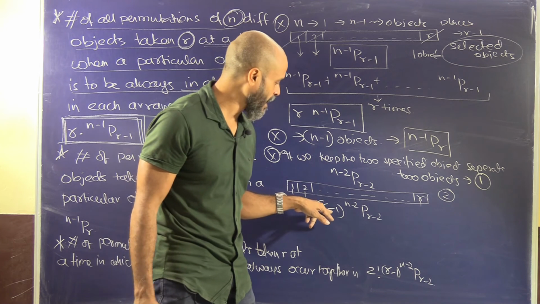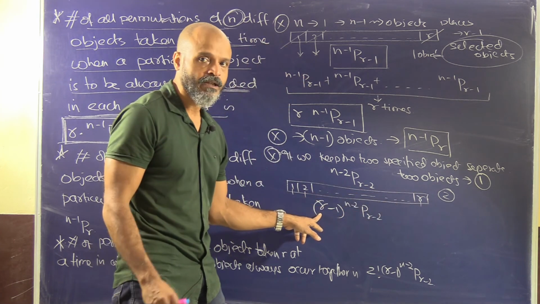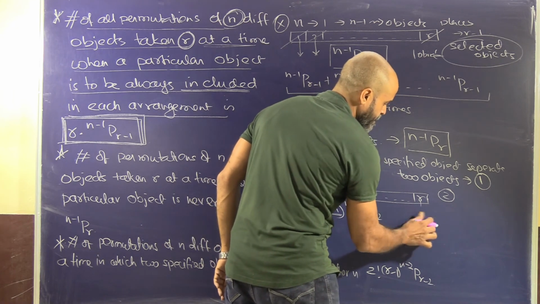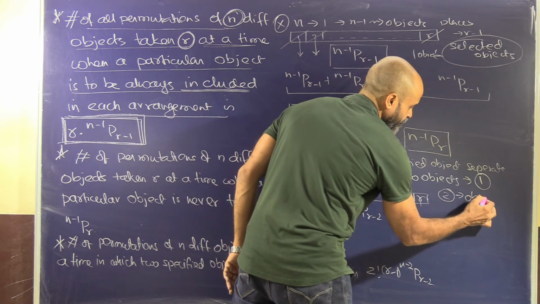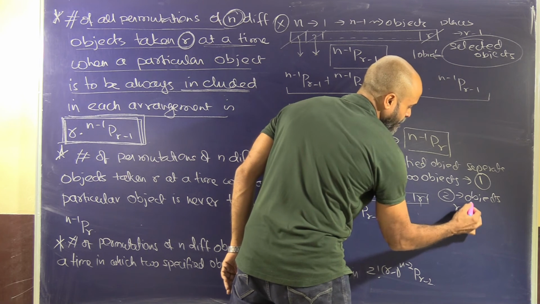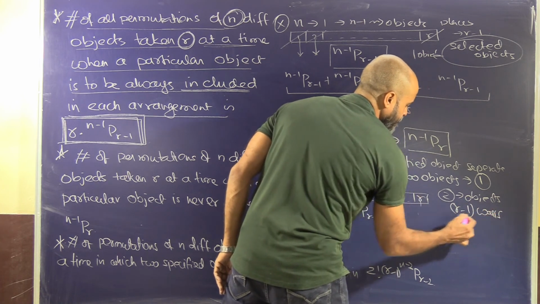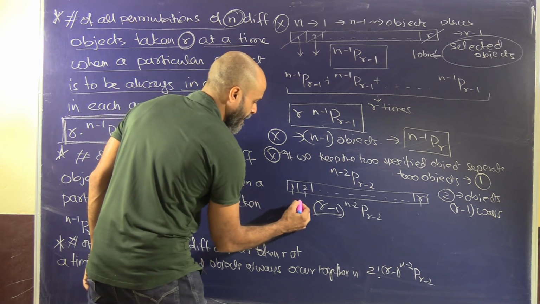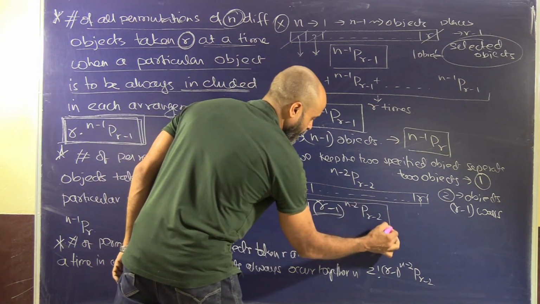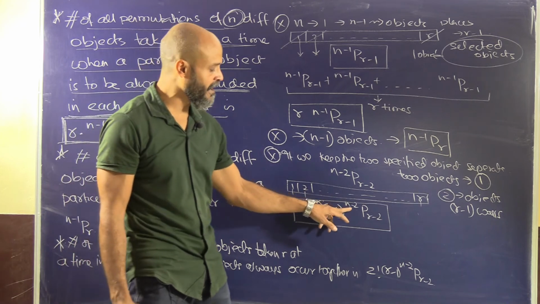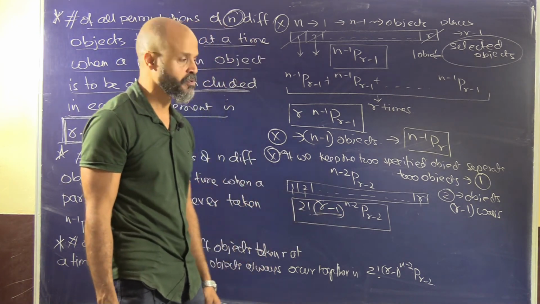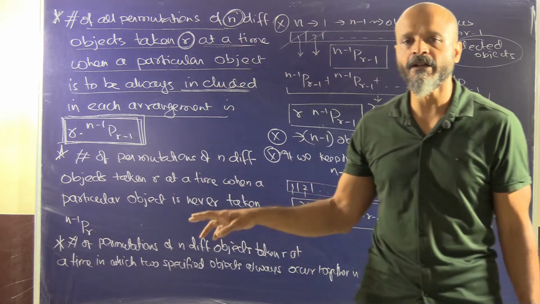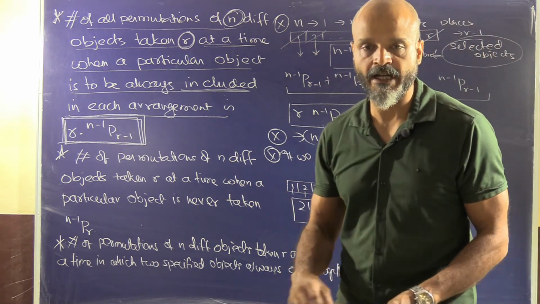Now these 2 objects can be placed in r minus 1 ways, and within themselves these 2 objects can be placed in factorial 2 ways. So this will be the answer: factorial 2 into r minus 1 into n minus 2 P r minus 2. So these are certain theorems which are very much in use, and we will deal with certain problems with regard to this.